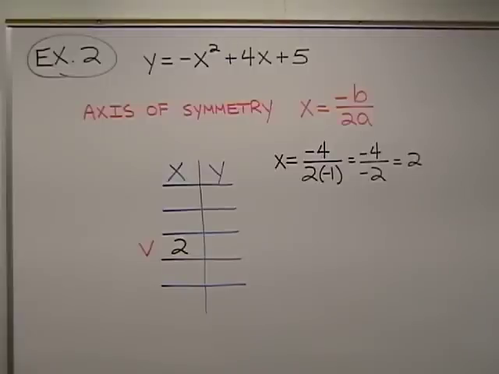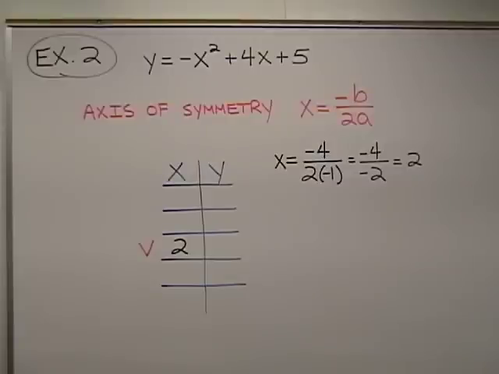That is something that's really good to remember at the beginning of every graphing problem. If the coefficient of x squared is a positive number, your parabola is going to open up. If the coefficient of x squared is a negative number, your parabola is going to open down.